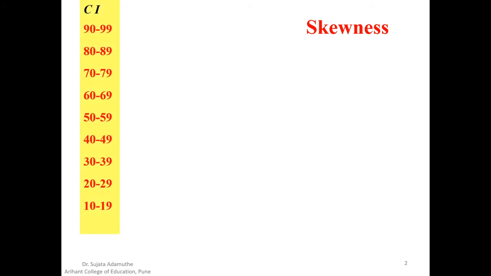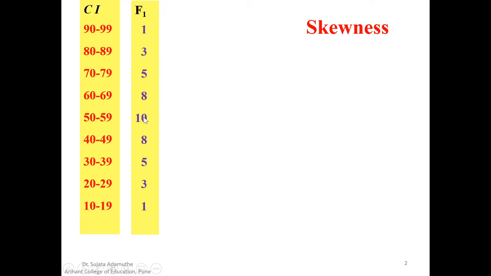Here, some class intervals are given, from 90 to 99 down to 10 to 19, and the remaining ones are like this. That means the difference between the classes is 10. Then we will see the first group frequency. The frequency given for that group is concentrated at the middle, that means 10 for the 50 to 59 class interval.